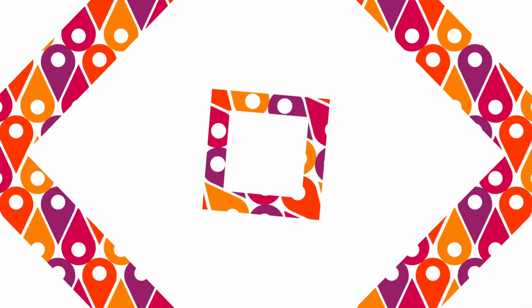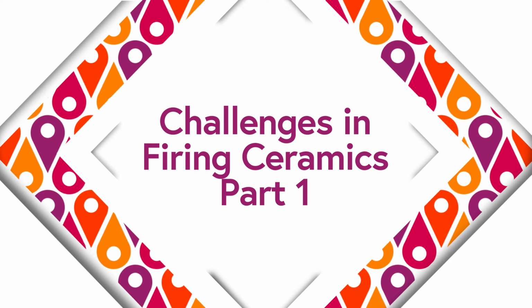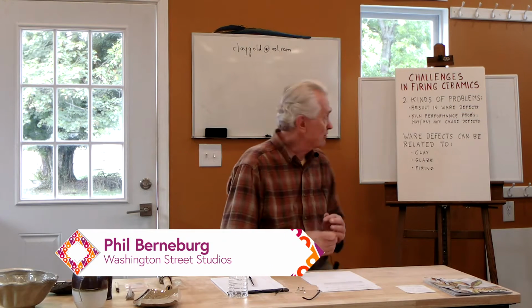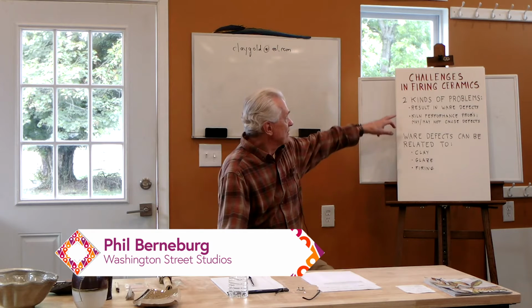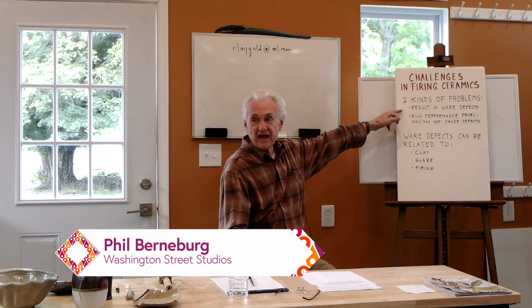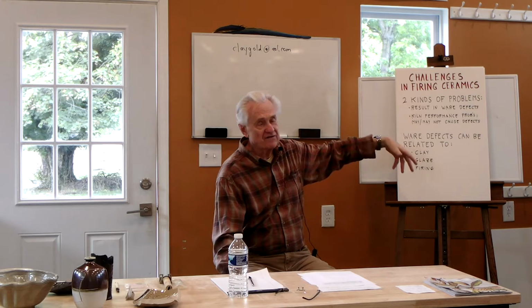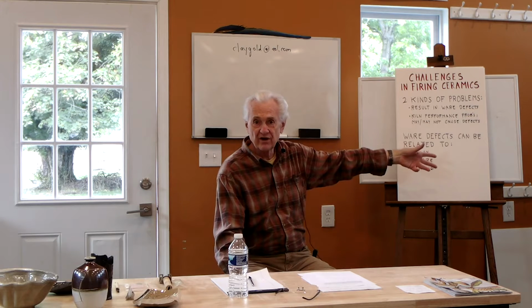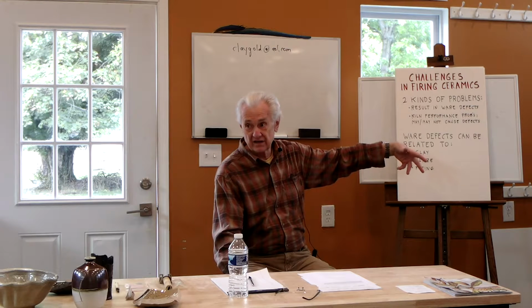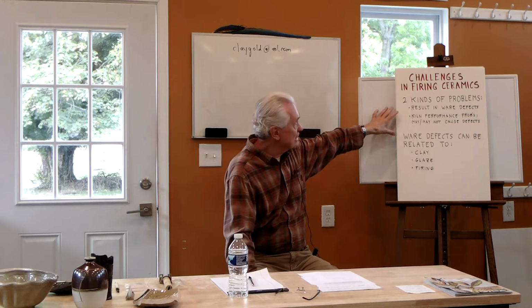I want to welcome you all to today's meeting, today's discussion. The topic today is challenges in firing ceramics. And it's really solving problems. There are two kinds of problems that you have when you fire ceramics. There are problems when you're doing a firing that result actually in defects on the ware. And there are also problems that you can have firing that may or may not show up on the ware. It's just a problem maybe with operating the kiln. So that's what we're going to talk about today.